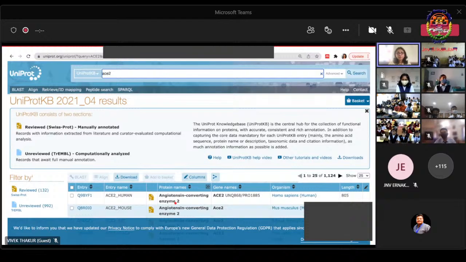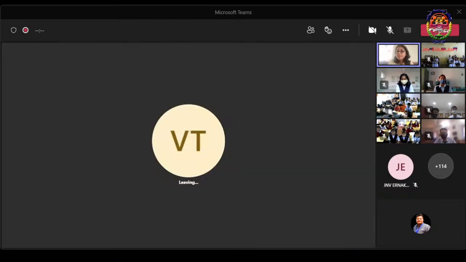If it is unreviewed, it is shown by the blue file here, which is part of TrEMBL, which is translated EMBL. So whatever DNA sequences have been submitted so far are translated in different frames and submitted in the unreviewed section, which has not been manually curated yet. So probably in future, some of these sequences will move to the reviewed section. So this is one other resource where you can get protein sequences downloaded.